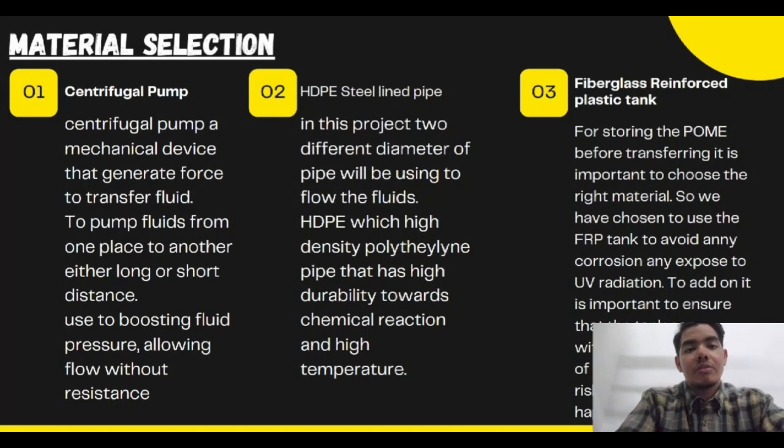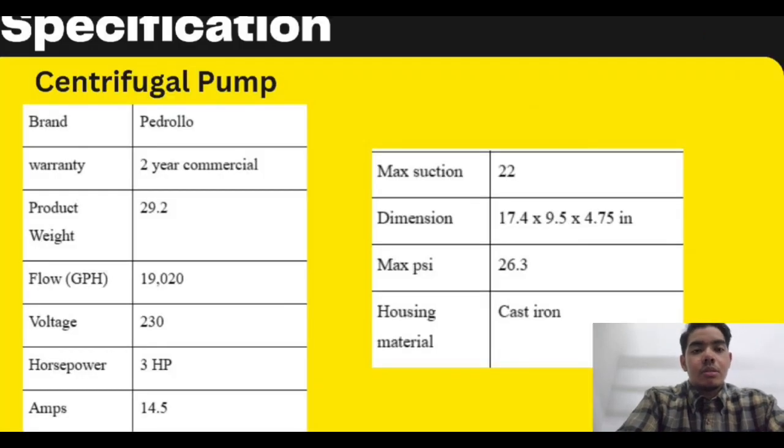So next, before transferring the POME, it is important that we choose the right materials. So we have chosen the FRP tank, which is fiberglass reinforced plastic tank, to avoid any corrosion or any exposure to UV radiation. To add on, it is important to ensure that the tank can withstand the right volume or right amount of the fluids without risking any leakage to happen.